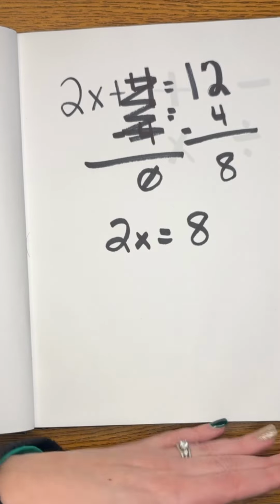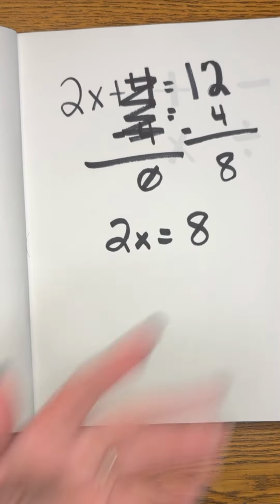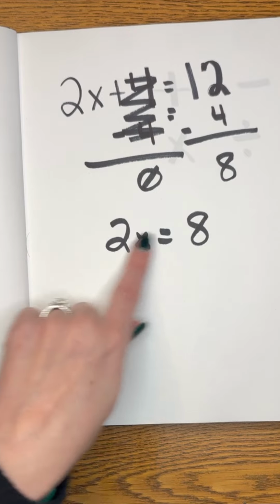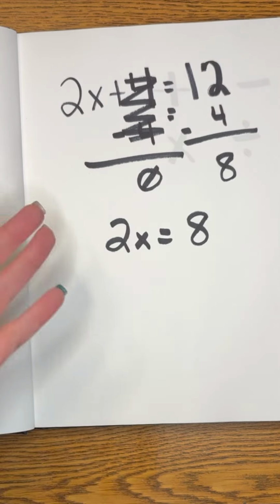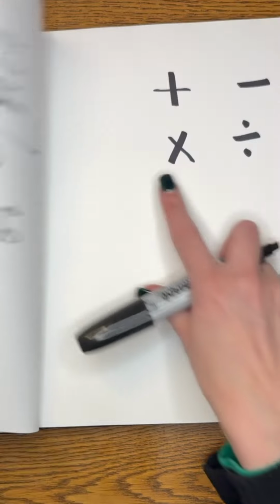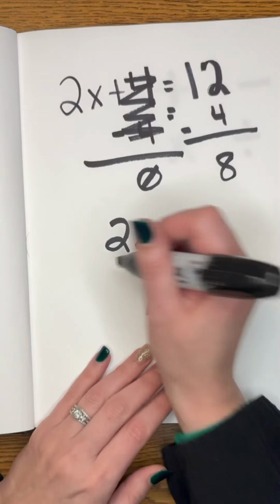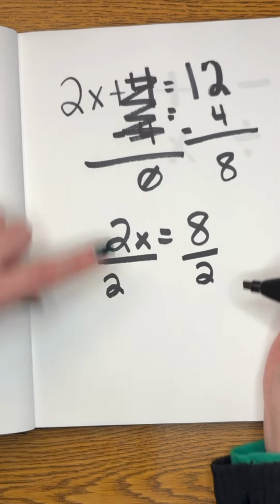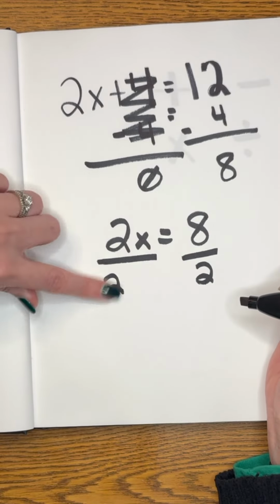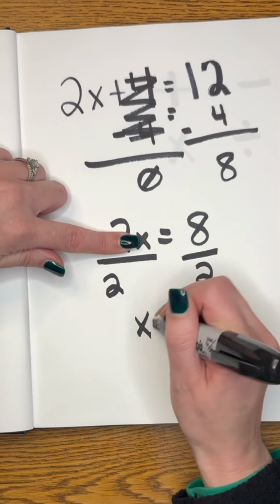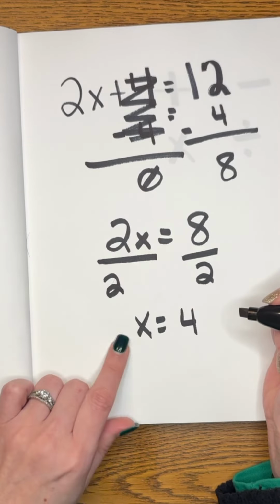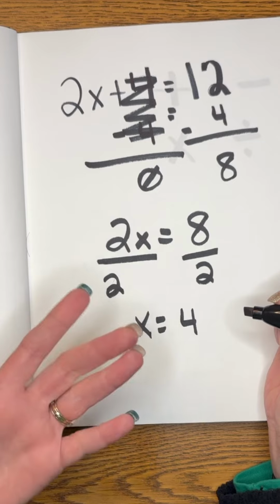You can solve it that way, but the way you solve it algebraically is you're going to do the inverse operation. So again, if there's no symbol, you are multiplying. Well, what is the opposite of multiplication? It's division. So we are going to divide each side by 2. Okay, so 2 divided by 2 is 1, and 1x is just x. And then 8 divided by 2 is 4, which means that x equals 4, which would be the answer.